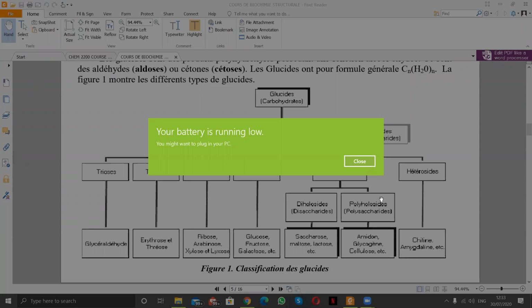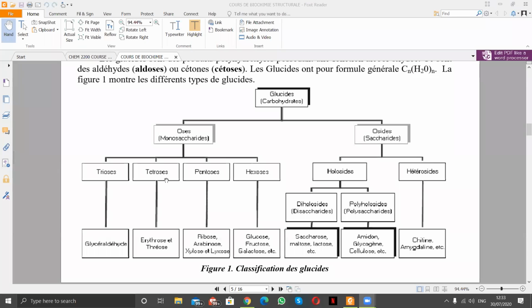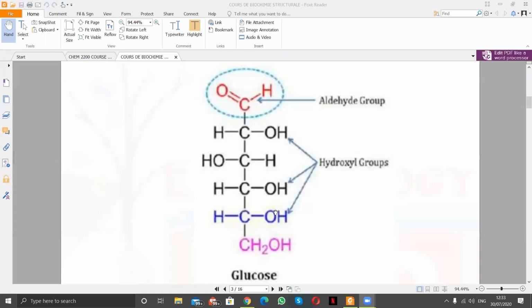Most of the monosaccharides end with the suffix "-ose". And the most abundant monosaccharide in nature is a 6 carbon sugar, which is called glucose. This is the structure of glucose. This is the most abundant monosaccharide in nature. It contains 6 carbon atoms.